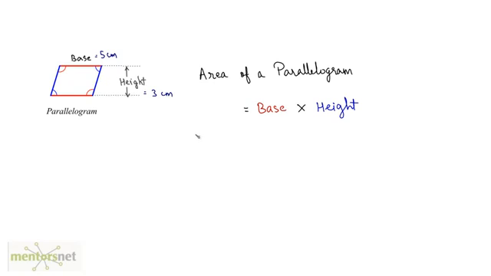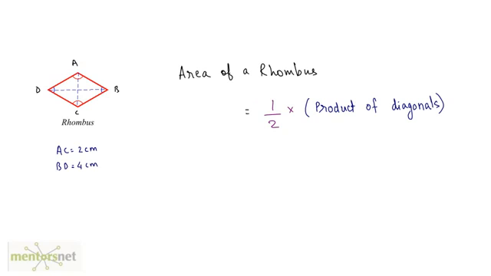The area of a parallelogram is the product of its base and height. Now the base is the length of one of the parallel sides, and you need the height of the parallelogram. So here the base is 5 centimeter and the height is 3 centimeter. So this will be 5 times 3, and that will be 15 square centimeter. Okay? Let us move on to the next one.